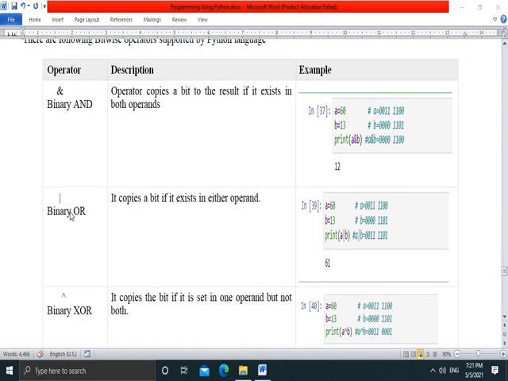Next is binary OR. It copies a bit if it exists in either operand. If a is 60, b is 13, a or b, then the operation is bitwise OR. 0 or 1 is 1, 0 or 0 is 0, 1 or 1 is 1, 1 or 1 is 1, 1 or 0 is 1, 1 or 0 is 1, 0 or 0 is 0, 0 or 0 is 0. So the answer is 61. So the binary of 61 is this one.